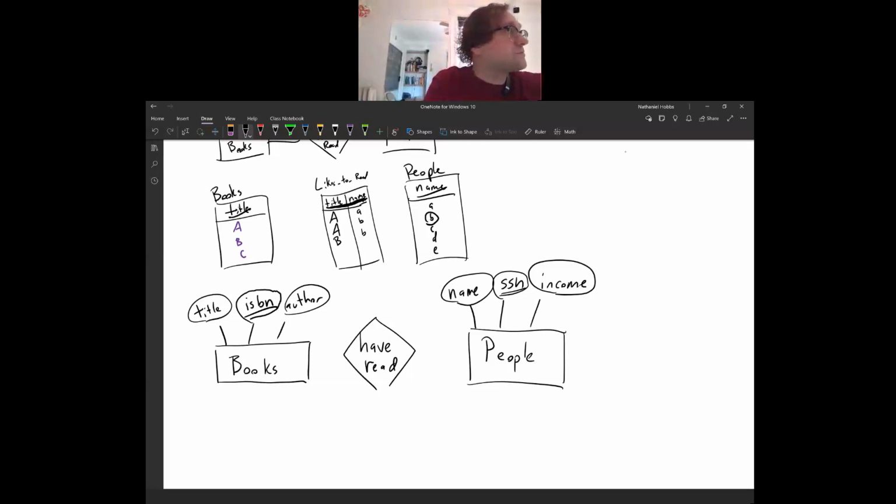So, here, this is saying that books, each book has to be liked or have been read by exactly one person. Okay, if two people read this book, it's not in this pile of books. These books are ones that have been read by exactly one person. And for people, they have to have read at least one book. Okay?